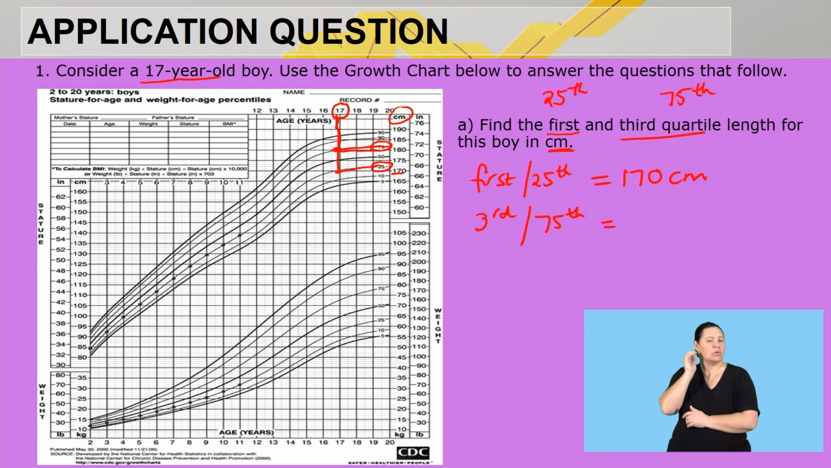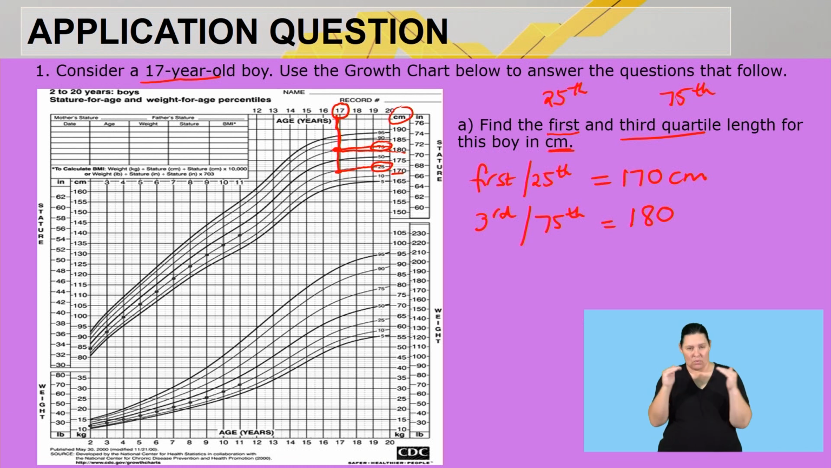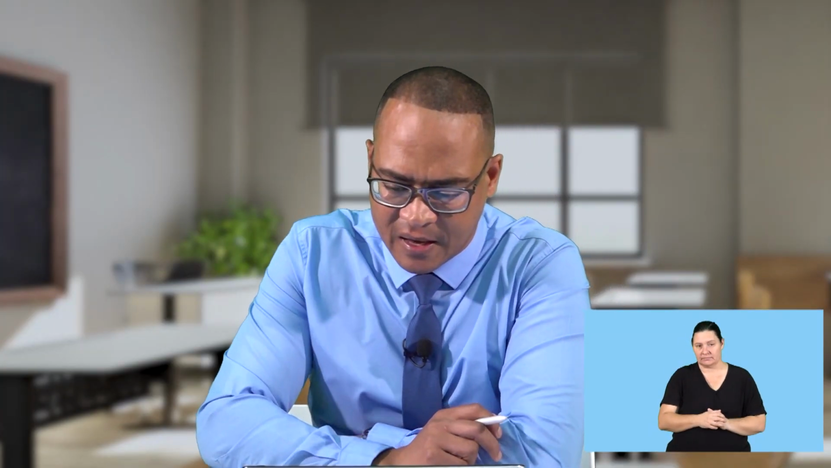Now I move all the way to my right-hand side. We agree with me that the third quartile, or the 75th percentile for that matter, equals 187 centimeters. So just to confirm here, our 25th percentile or first quartile is 170 centimeters. Our third quartile or 75th percentile equals 180 centimeters. Quite straightforward, right? Let's look at another question.